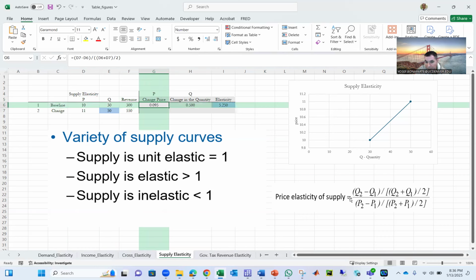Here's the equation. Q2 minus Q1 divided by the average of the Qs, everything divided by the change in price over the average price. This is the price difference, and this is the change in the price.